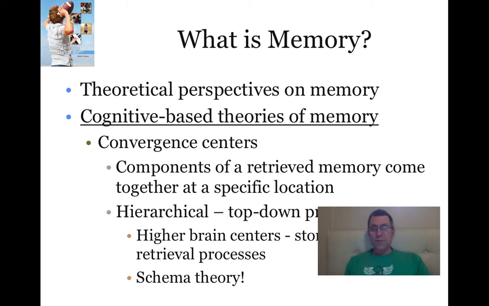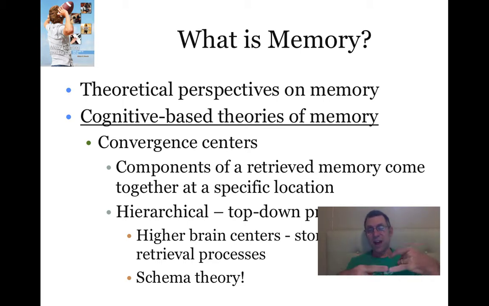And as you could, of course, expect, there are some theoretical perspectives on memory, and there's a cognitive-based theory that we use to help better understand what memory is about. This idea of convergent centers, which we touched on previously, is that the components of a retrieved memory come together at a specific location. So we have memory stored, maybe in the motor cortex and hippocampus, and the information from them needs to come together somewhere in order for us to express or act upon, or at least recall, that memory or that learned task.